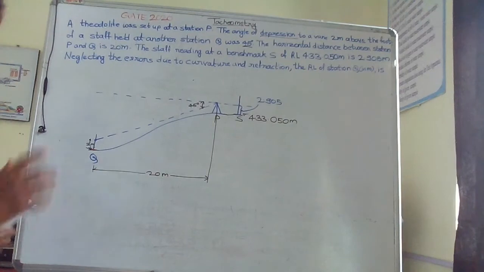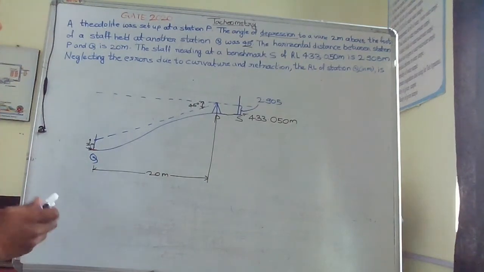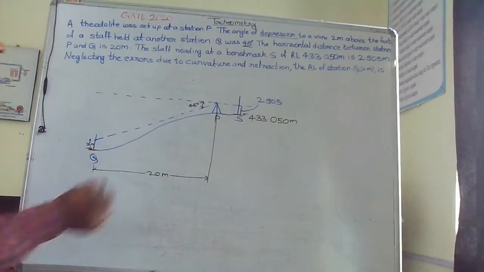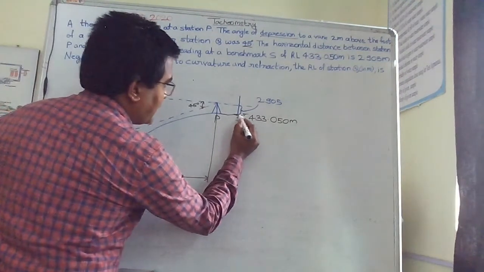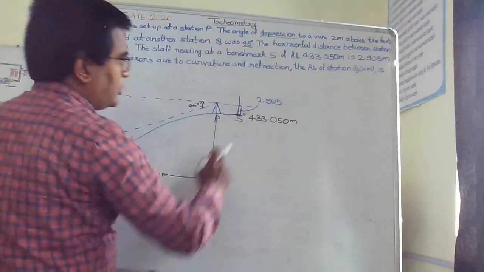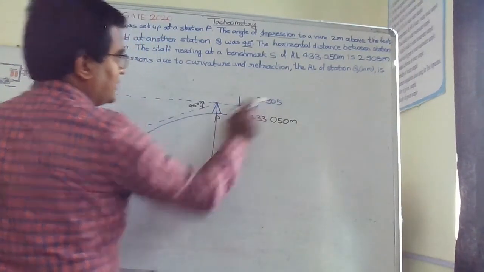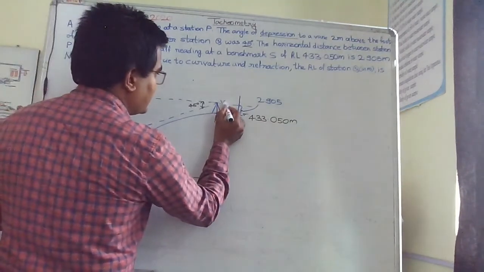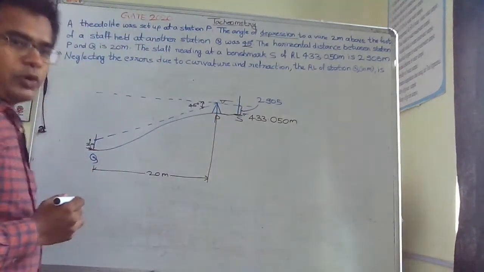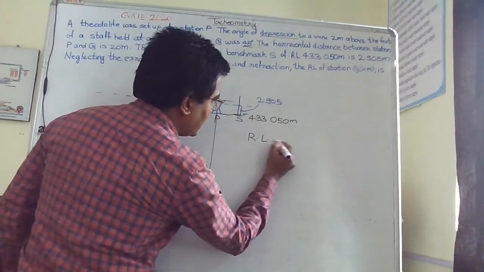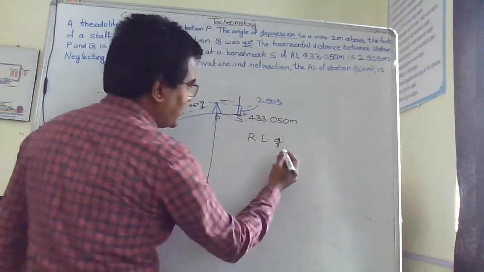So this is a very simple problem. Once you draw the diagram, many things get clear. Here, a point of known RL is given as S, whose RL is 433.050, plus the staff reading at this point, 2.905. So what is the height of instrument? What is the RL of HI?